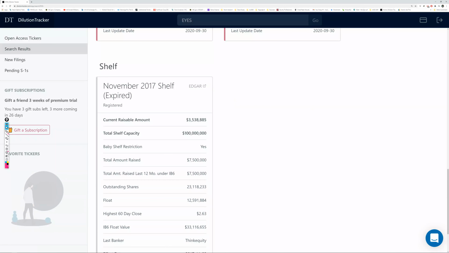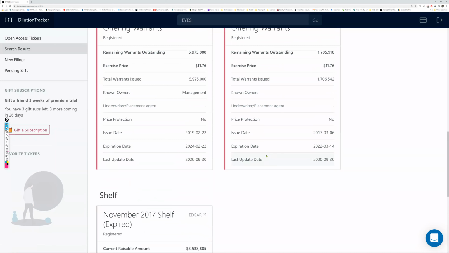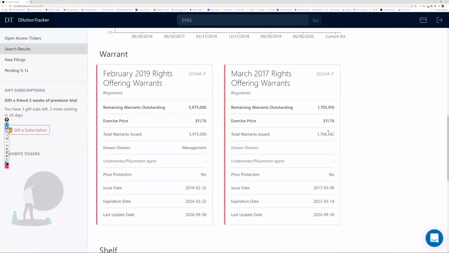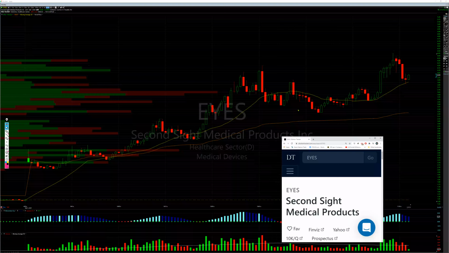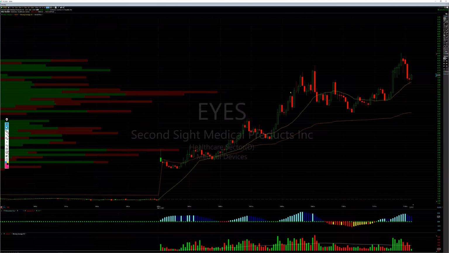David E says expired. It's gonzo. That's right, it's expired. So shelves last for how long? How long does a shelf last? It lasts 3 years. This was filed in 2017. 2020 is the end. They don't have a new shelf up yet. That doesn't mean they can't throw one up tomorrow or the next day, right? But as of now, it's expired. 2017 is when it was issued. All right. So there is absolutely no overhead that we have to worry about. Zero. That's why this is a good long.